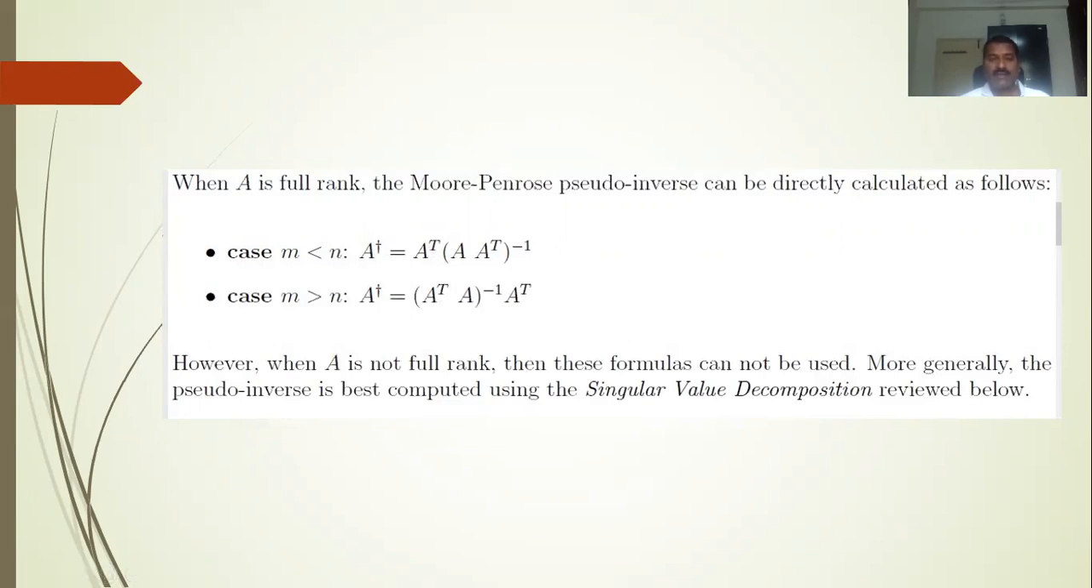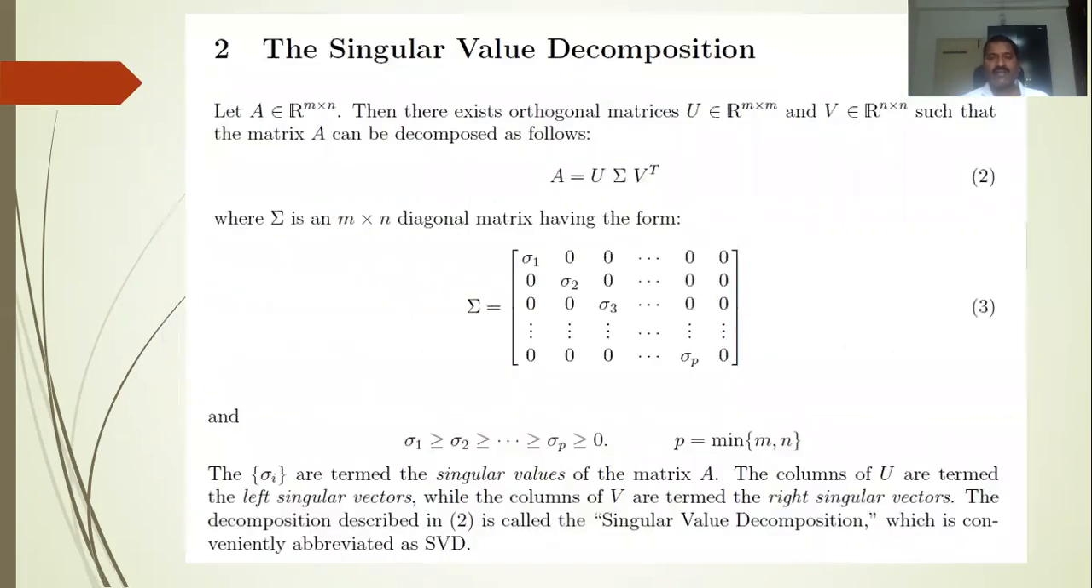If it doesn't have a full rank, then we use a singular value decomposition. We know by a singular value decomposition, A can be decomposed as U sigma V transpose. We are more interested in this sigma, where sigma is the diagonal matrix with the diagonal elements as the singular values. We arrange them in an order.